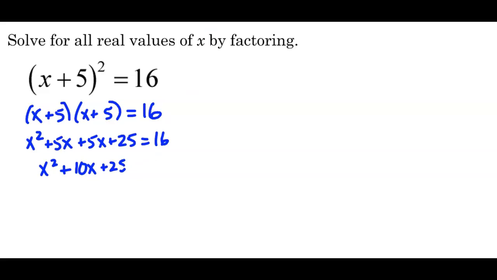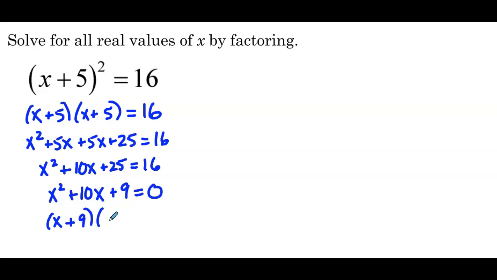Need an equal sign in there. Let's make it all equals 16. Now we need the equation equal to 0. So we'll subtract 16 from both sides. So x squared plus 10x plus 9 equals 0. So we need factors of 9 that add to 10. Well, that's going to be 9 and 1.